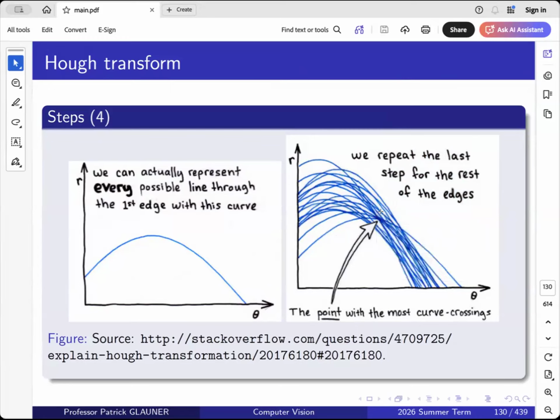Now I'm asking you, what is that one point in r theta space representing? What would such a point be in the original image? If you feel you know the answer, maybe thumbs up, and I'll wait for you in the chat, or you turn on your mic. Or if you feel you don't know what that one point could be in the original image, maybe thumbs down.